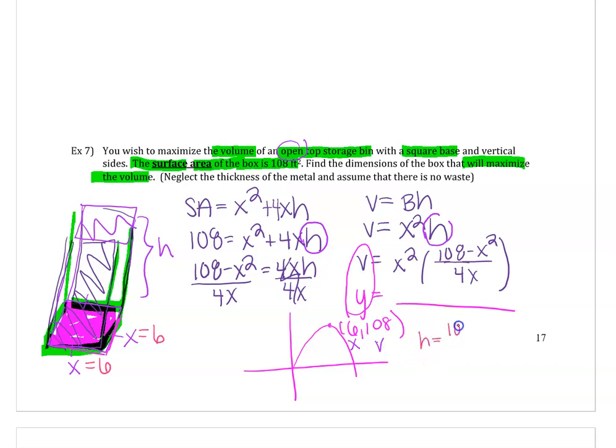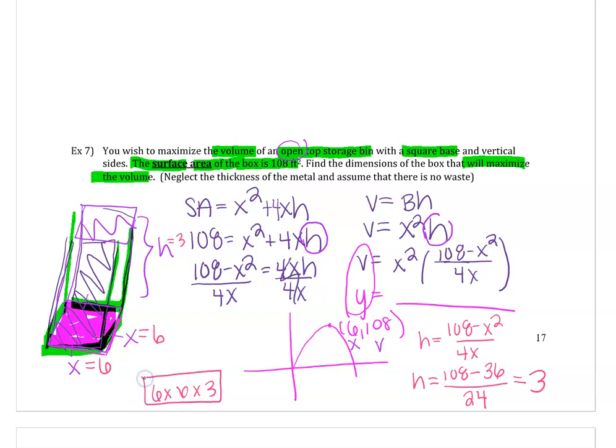Our height is equal to 108 minus x squared all over 4x. So I'm going to plug 6 in for x. Okay, so 6 squared is 36, 4 times 6 is 24. When I go ahead and simplify that, I believe it's 8. Ha, I totally remembered wrong. It's 3. All right, I was trying to remember the answer key from earlier. If you plug that in, you'll end up getting 3. So the dimensions are 6 by 6 by 3. That's what's going to maximize your volume.